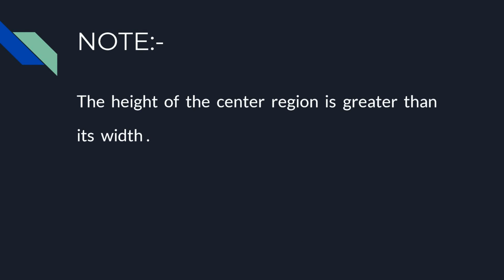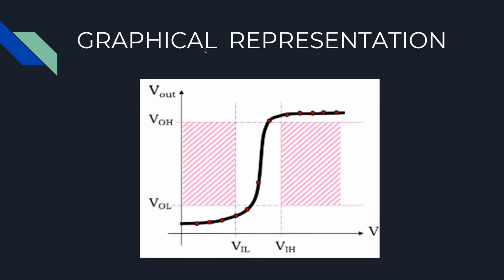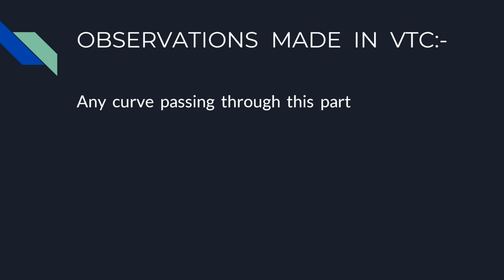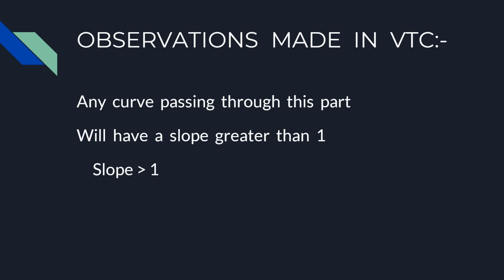Note, the height of the center region is greater than its width. When you see the graph, the height of the center region is greater than its width. So VOH minus VOL is greater than VIH minus VIL. So any curve passing through these regions, as the VTC has to, must have some portions where the magnitude of the slope is greater than 1.